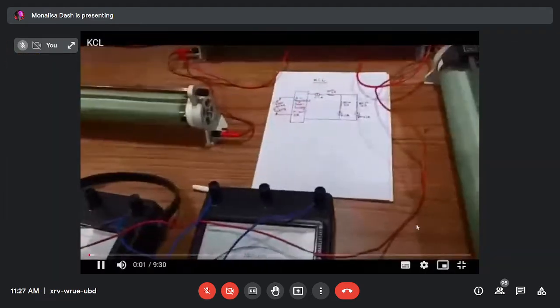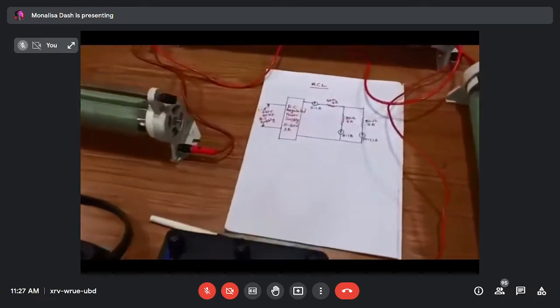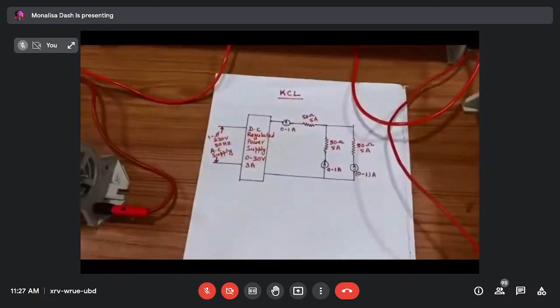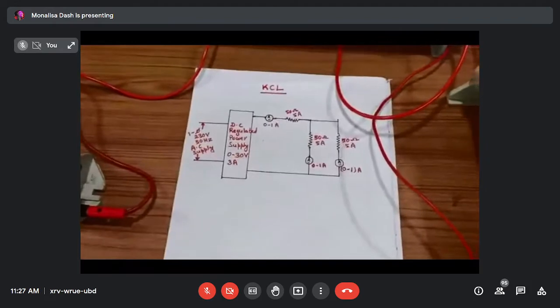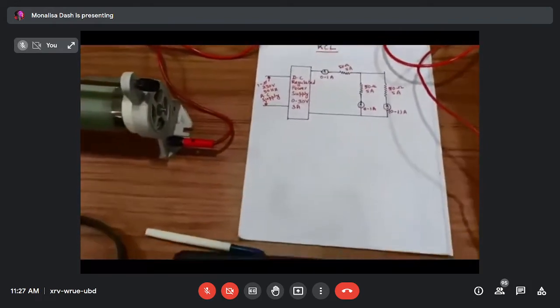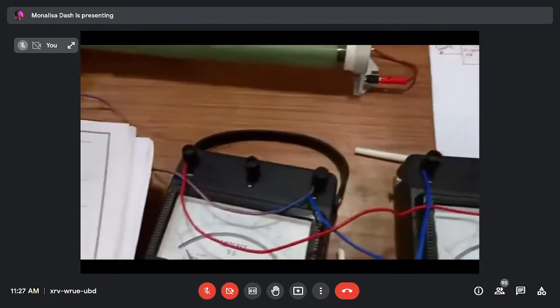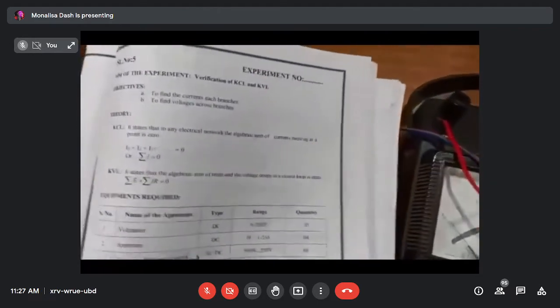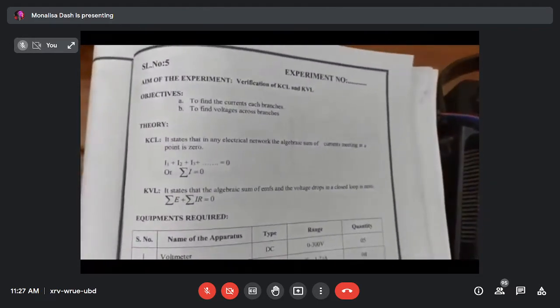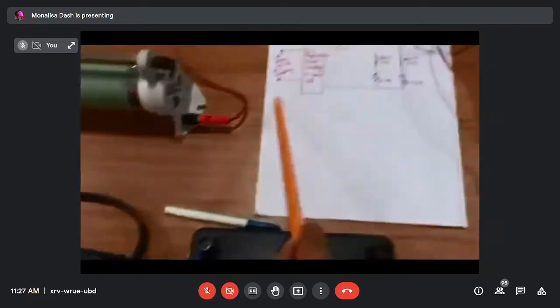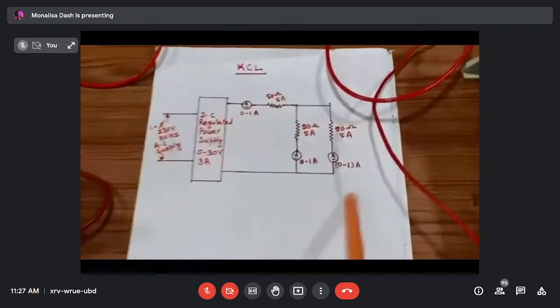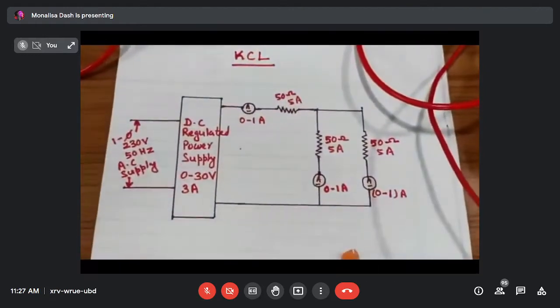Now we will discuss Kirchhoff's current law. Kirchhoff's current law states that in any electrical network, the algebraic sum of currents meeting at a point is 0. And this is our circuit diagram of KCL.